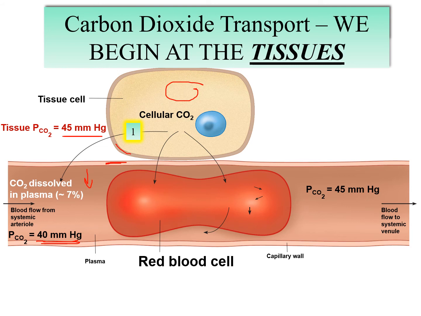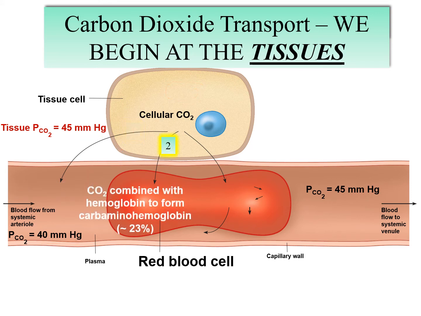And I want you to note that one way in which CO2 is transported in the blood is as CO2 that's dissolved in the plasma. The plasma is the watery portion of blood. It's the extracellular matrix of blood. Okay? So about 7% of the total CO2 that's transported by our bloodstream is transported as dissolved CO2, in that form, CO2 gas.